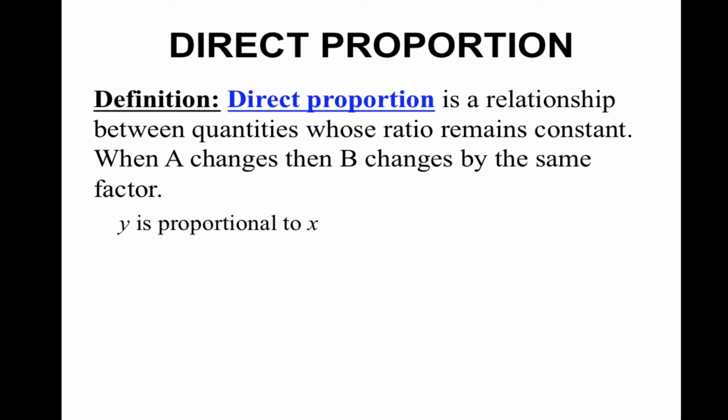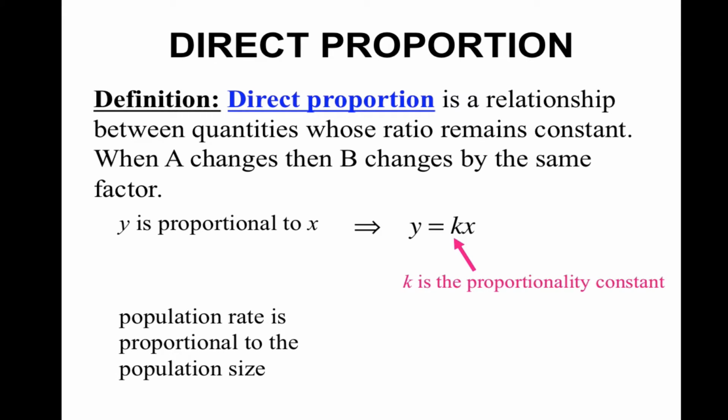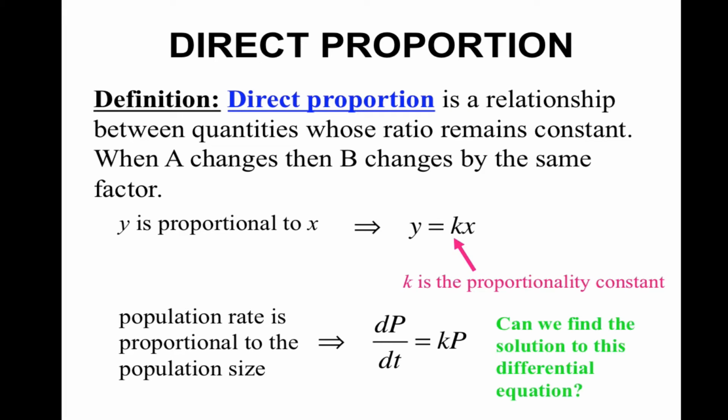So for example, when you see y is proportional to x, that means you have y equals some constant times x, where k is what we call the proportionality constant. Population rate is proportional to the population size, which means that dP/dt, so the population rate, equals some constant k times the population size. And can we find the solution to this differential equation?